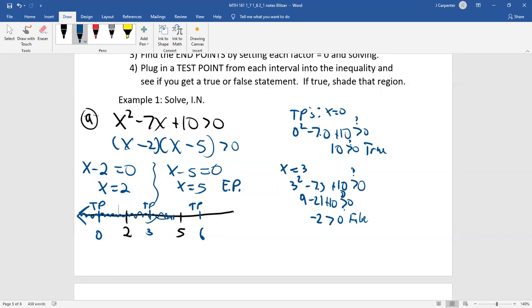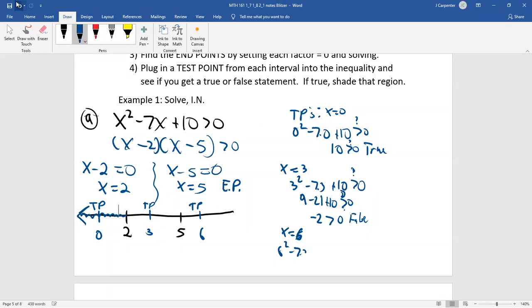So if you shade this, you're wrong. You are not shading the region with 3. The 3 fails, which means 3.1 fails. It means 4 fails. It means 2.1 fails. Try and plug in any of these infinitely many numbers between 2 and 5, and it fails. So don't shade that region. For the 6, excuse me, I was looking at the 5, that's on me.